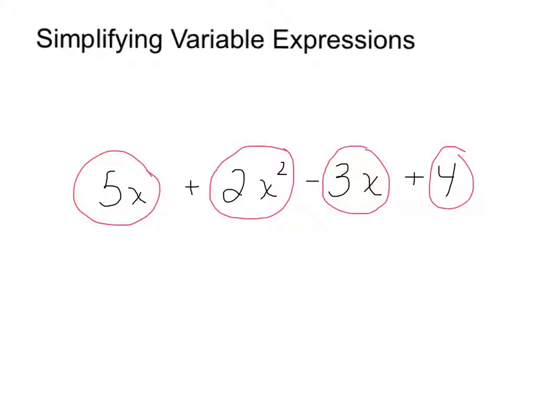Okay. We have like terms here in the 5x and the 3x, really a negative 3x. Because when we're looking at this, we can say these are like terms because the variable is the same. They both have an x, and it's raised to the first power. So we say they're like terms. X squared is not a like term to the x's, the 5x and the 3x, because the x is being squared.